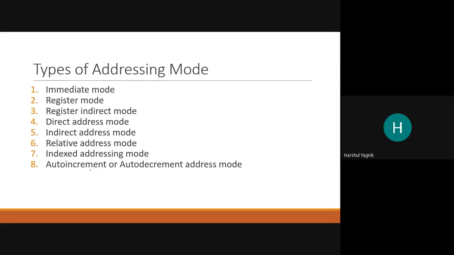So this is the list of different types of addressing mode. There is immediate mode, register mode, register indirect mode, direct addressing mode, indirect addressing mode, relative addressing mode, indexed addressing mode, auto increment or auto decrement addressing mode. These are the various types.